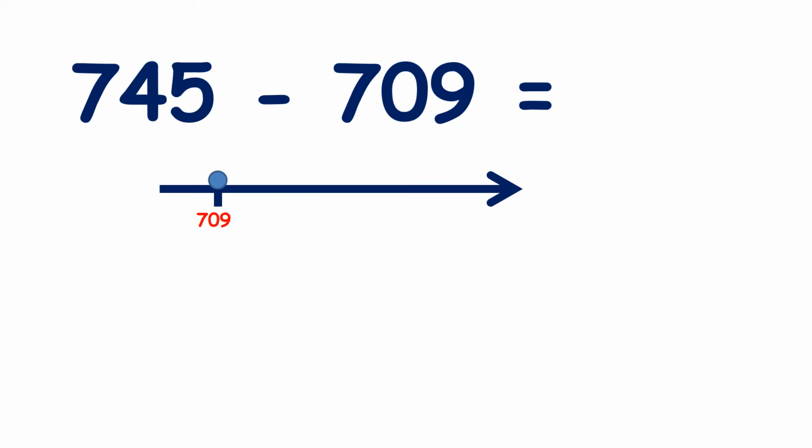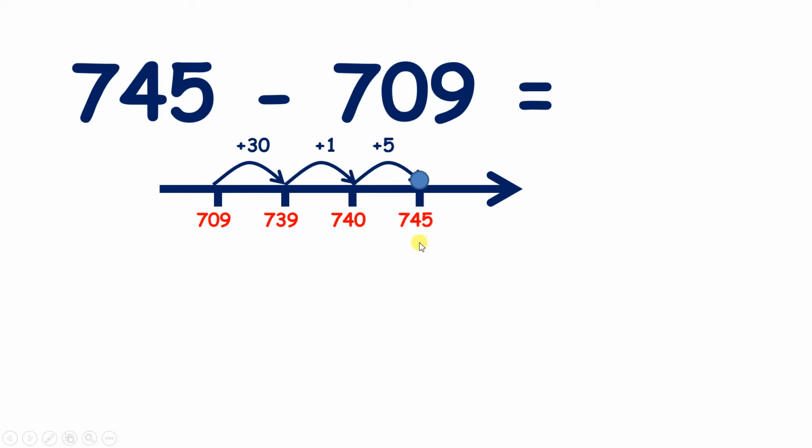Now pause the video and see if you can find the difference between 745 and 709. So starting at 709, we don't want to go to 749 because that would be too many. So we need to get to 739. So we need to add 30. Now, adding 1 takes us to 740, and another 5 takes us to 745. So altogether, we've added 36, so there's our answer.